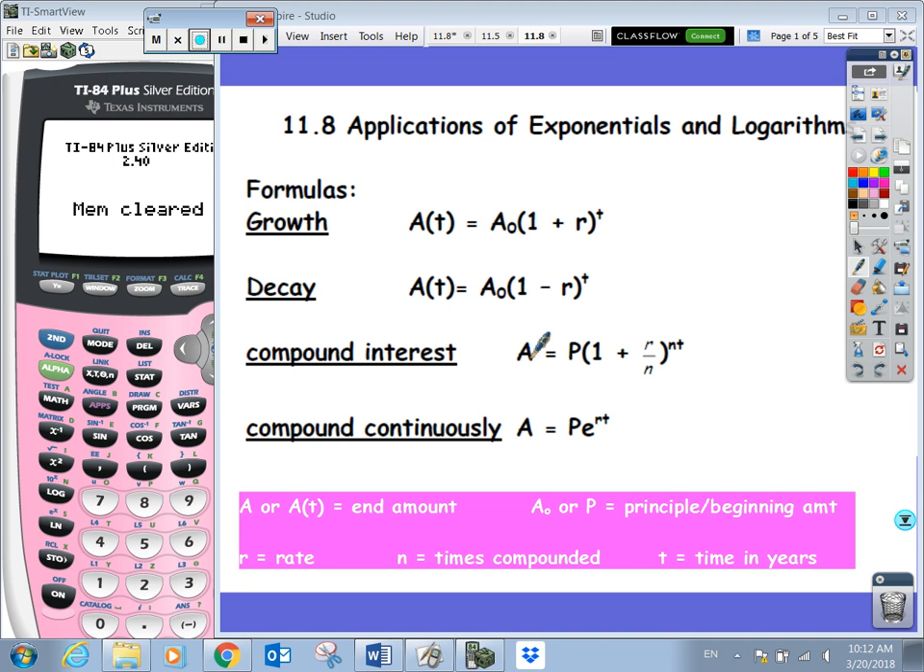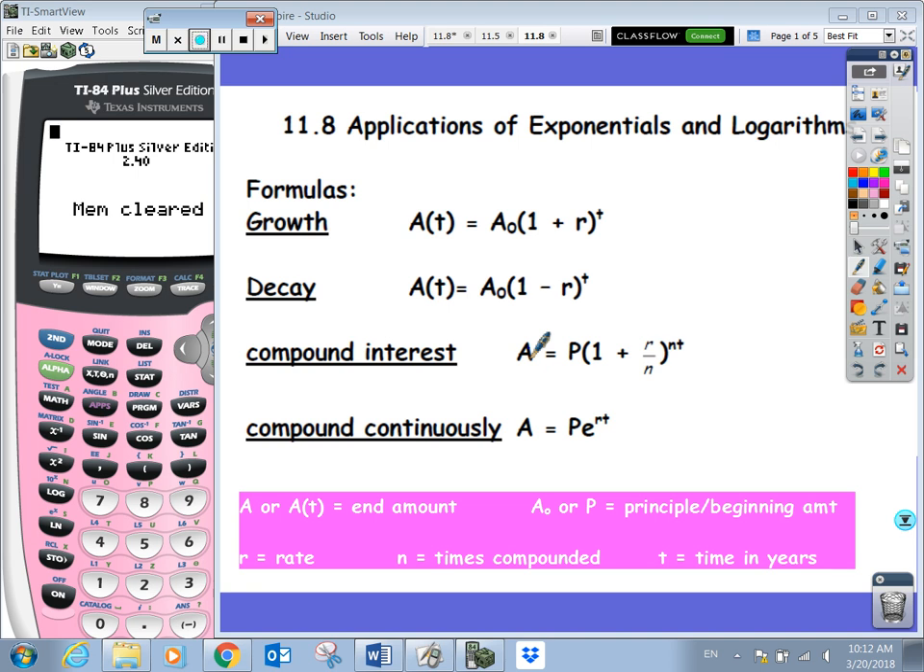So sometimes if you're looking for T, it'll just say how long. You have to know that that means years in these problems. And then the compound interest has one other, and it's an N, and that's the number of times it's compounded. So if it's compounded annually, that means the N is 1. Semi-annually would be 2, quarterly 4, monthly 12, daily 365.